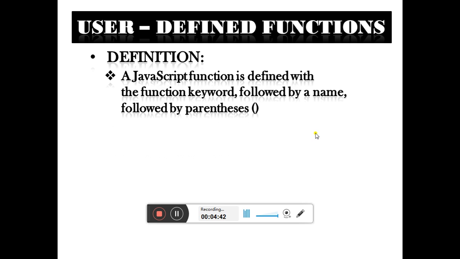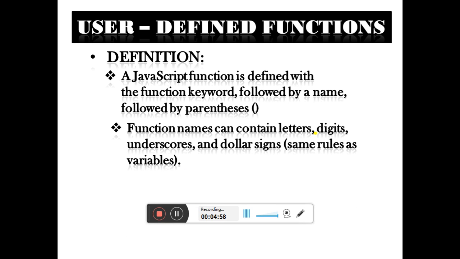A JavaScript function is defined with the function keyword. A user-defined function is defined with the function keyword followed by a name and followed by parentheses. The function name can contain letters, digits, underscore and dollar sign, the same rules as variables. What are the rules for variables? You can use letters, digits, underscore and dollar sign. Other than these, you cannot use any other sign. You cannot use space in the name. You cannot start your variable name with a digit. You can only start with a letter, dollar or underscore. So the same rules apply here for the function name.